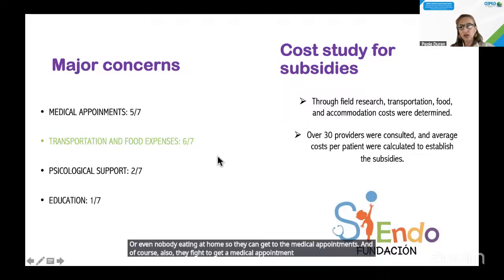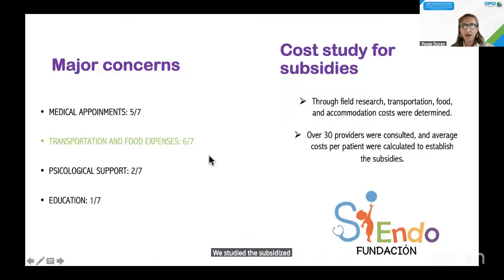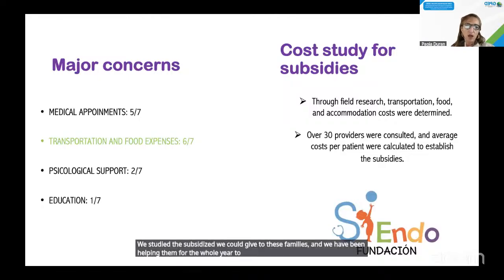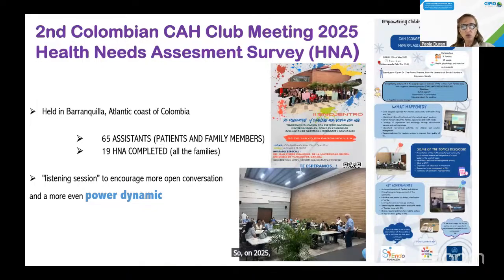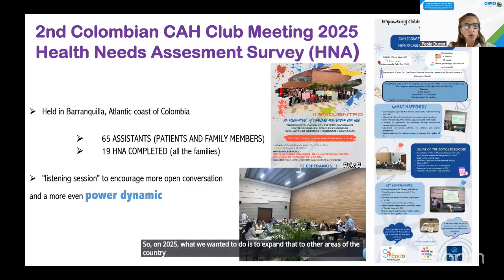So with the Fundación Ciendo, we studied the subsidies we could give to these families, and we have been helping them for the whole year to get to the medical appointments and with their concerns. And we also have been doing a lot of education. In 2025, what we wanted to do was expand that to other areas of the country. So we went to a smaller city, Barranquilla, on the Atlantic coast of Colombia.